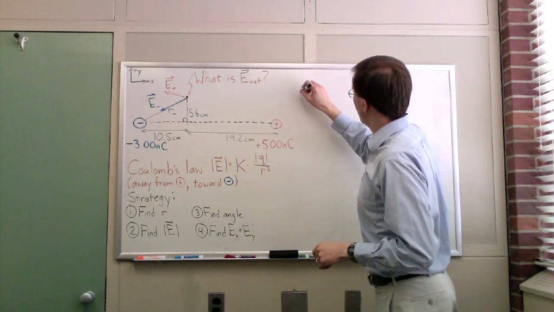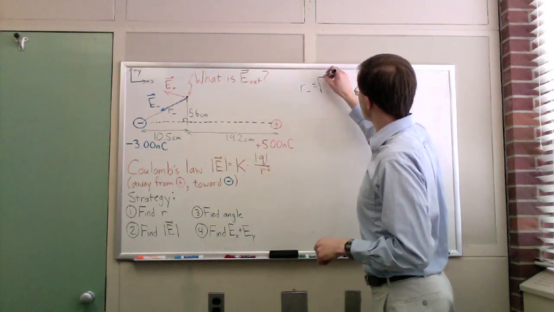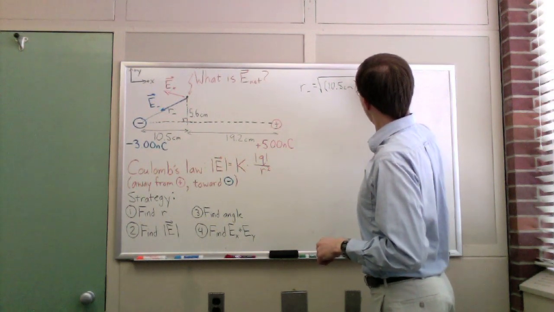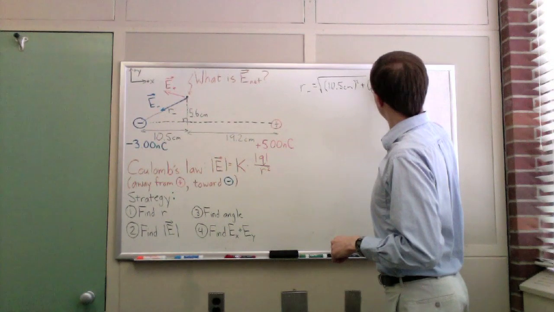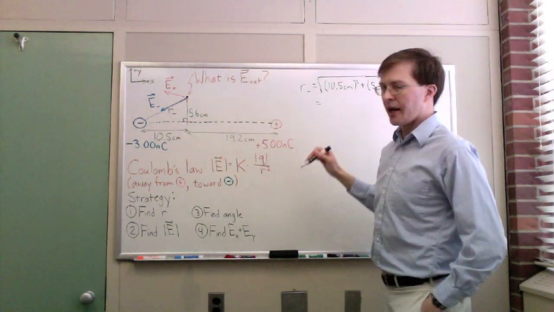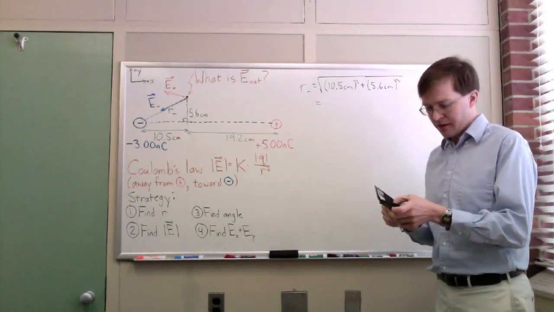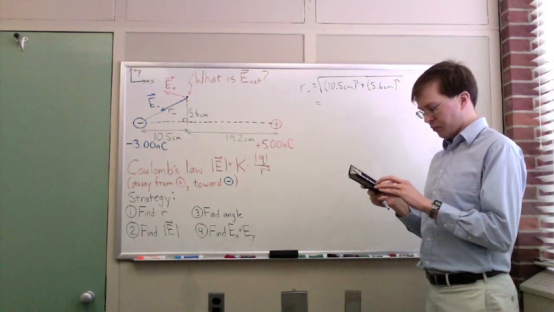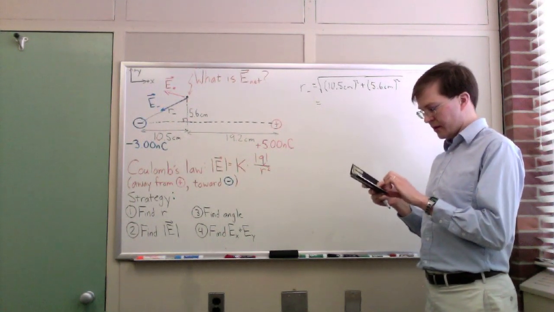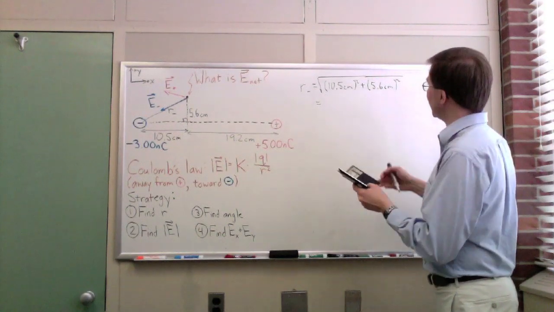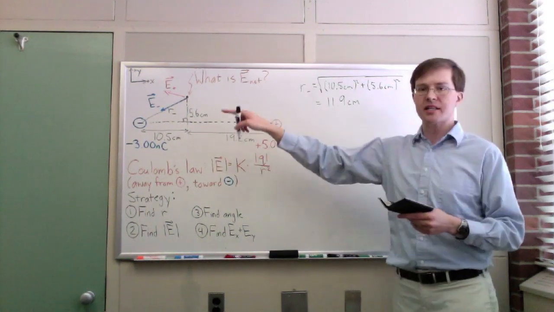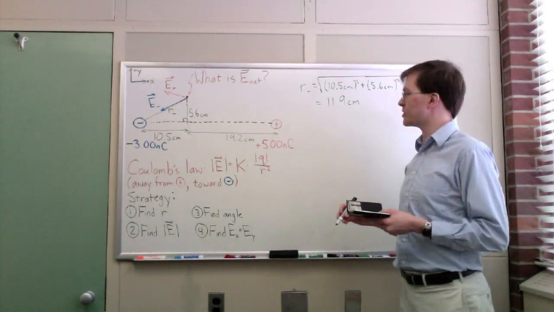I know that r minus, by the Pythagorean theorem, is the square root of 10.5 centimeters squared plus 5.6 centimeters squared. And pulling out a trusty calculator, I get 11.9 centimeters is my distance over there. 11.9 centimeters between those two.